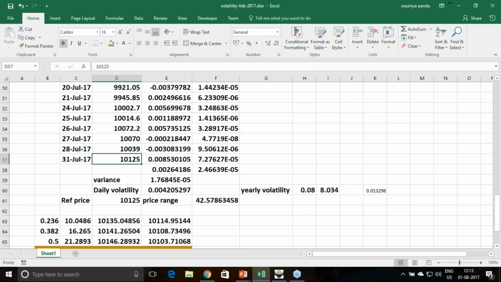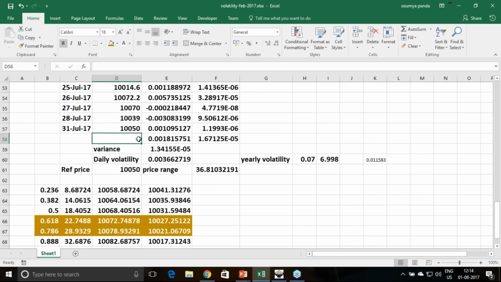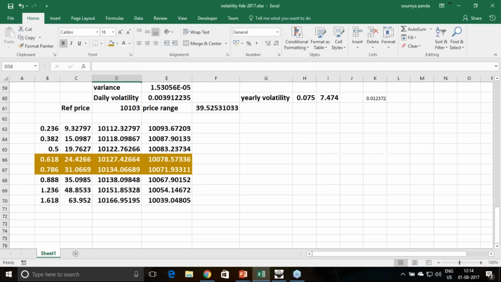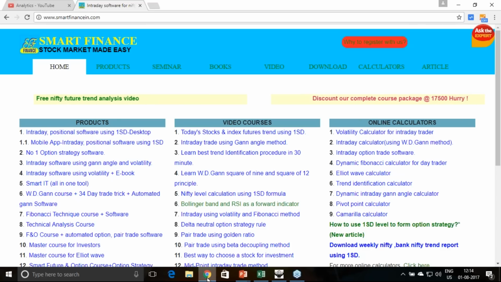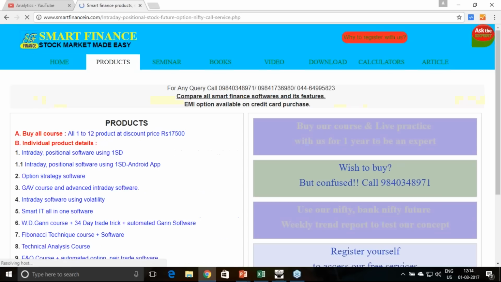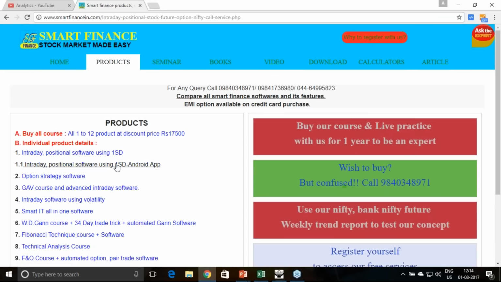So in case of a gap up, and if there is a gap down, instead of opening at 10,094 to 10,088, suppose it is opening at 10,050, just change to this opening price, so you will get the new levels for the day and follow those levels for your intraday. Keep using this particular level, you will feel the difference. And this is how we have innovated different products for intraday.